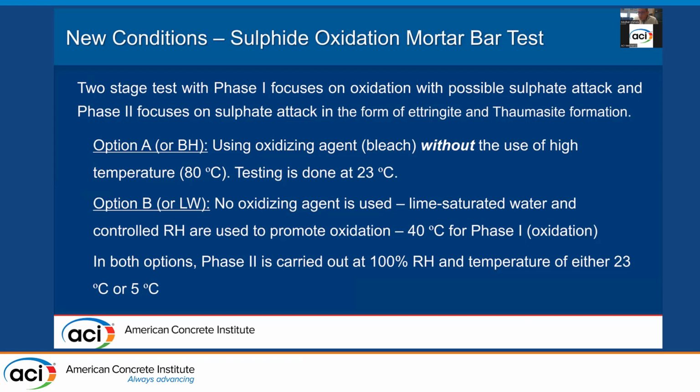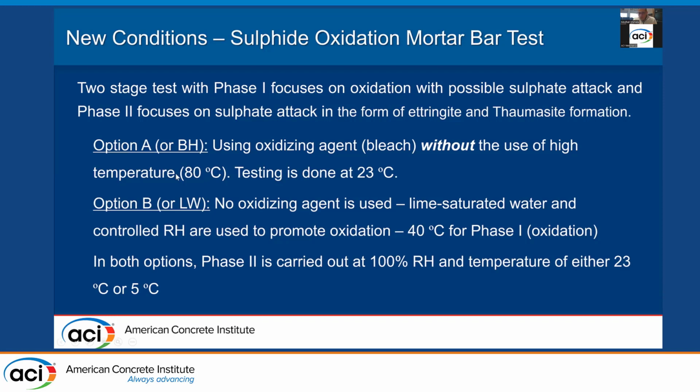Again, it's mortar bar, definitely, as Rodolfo presented. Doing this on concrete would take a longer time because of the aggregate size. So promoting the concrete to cause the oxidation and sulfate attack might take longer than mortar bar simply because of the size of the aggregate. So we're considering two types of tests here. Again, phase 1 and phase 2. Phase 1 oxidation, phase 2 sulfate attack.